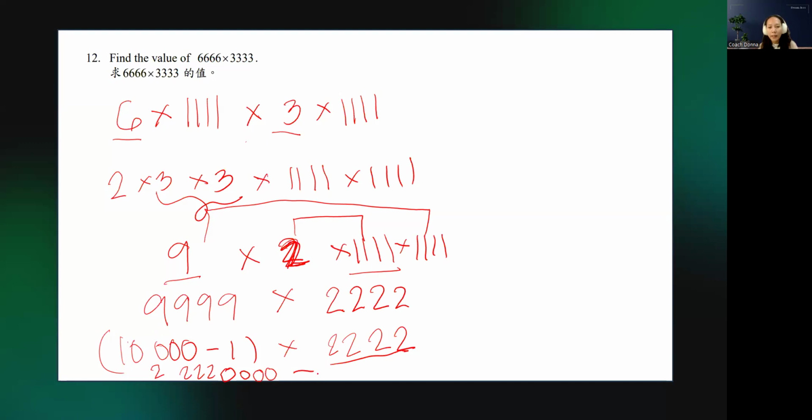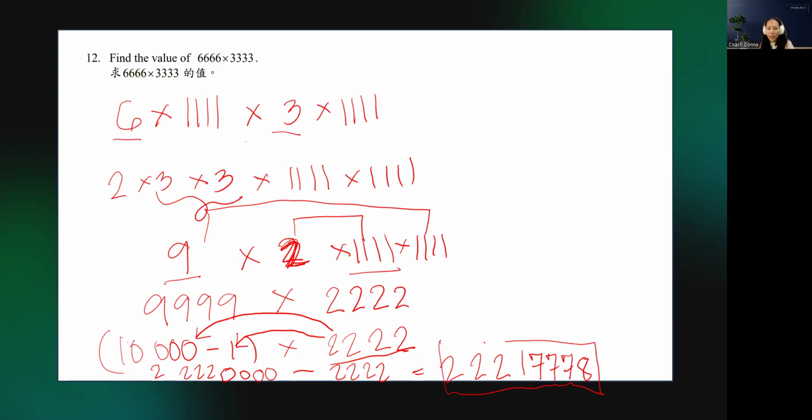All right? Minus, we basically distributed this one, multiply this. Okay? Minus, copy the minus sign here. 2222 times 1 is still 2222. So if you subtract that one, we'll have an answer of 22217778. Remember, there is no need to put commas. Just put the numbers.